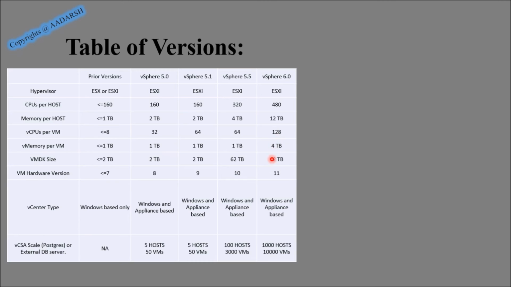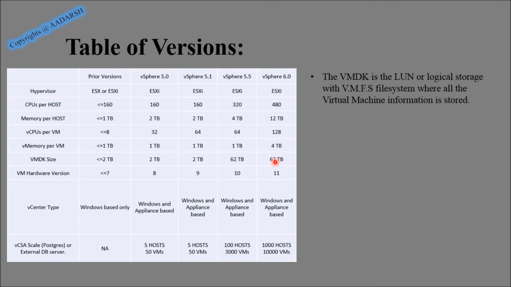The VMDK is the linear logical storage with the VMFS file system, where all the virtual machine information is stored. The maximum size of it is increased to 62 TB. Which means one can assign external storage of max 62 TB per ESXi host. The VM hardware version is 11 for 6.0, which gives more freedom in terms of assigning virtual input-output devices for virtual machines.